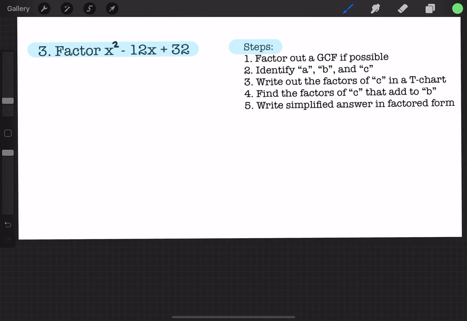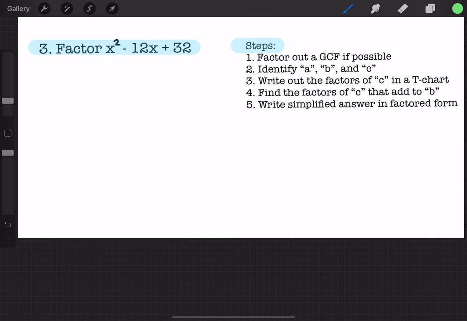Okay, on this last one, I encourage you to pause the video and go ahead and try this on your own, and then unpause it and check your answer here. We can't factor out a GCF if the a value is 1. We know a, b, and c. Let's write out the factors. So for 32, we get 1 and 32, 2 and 16, 4 and 8. Let's see if one of those works.